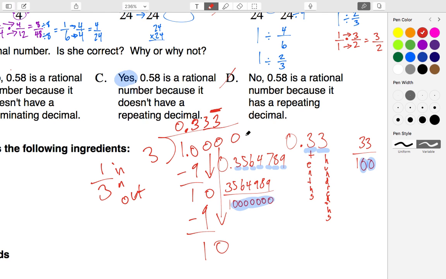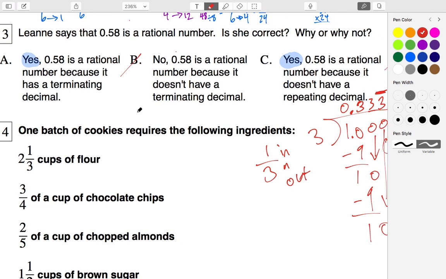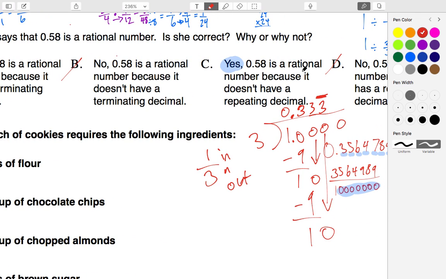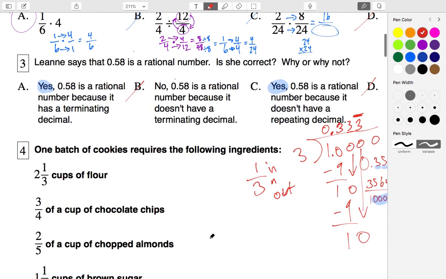Okay. So here, 0.58 is a rational number because it has a terminating decimal. Or, 0.58 is a rational number because it doesn't have a repeating decimal. So which is the reason? On here, C would be your answer, yes.